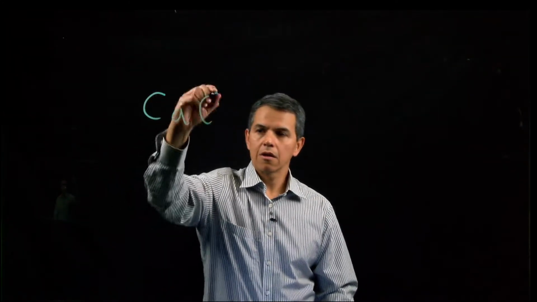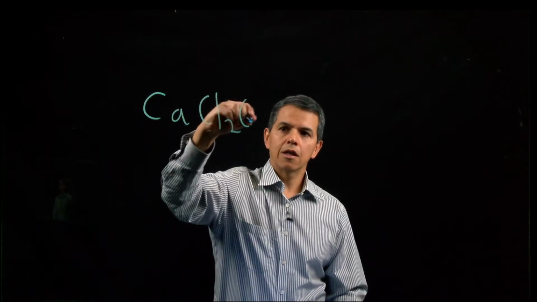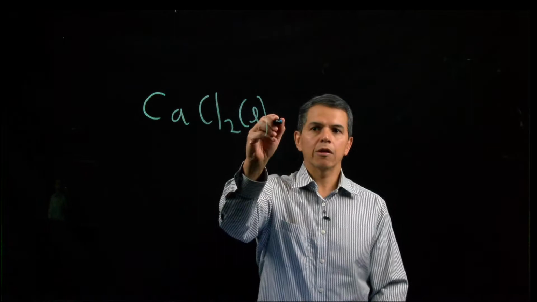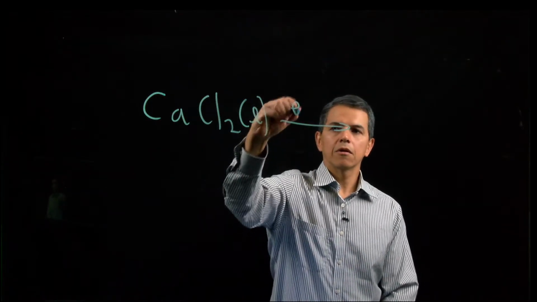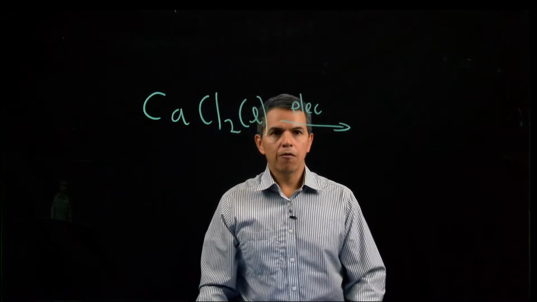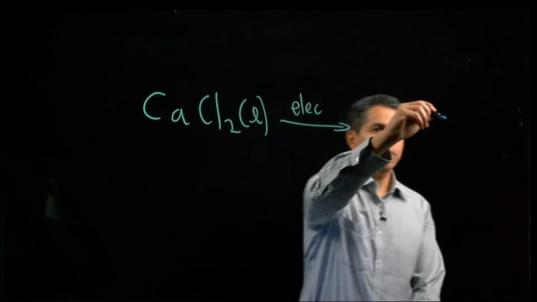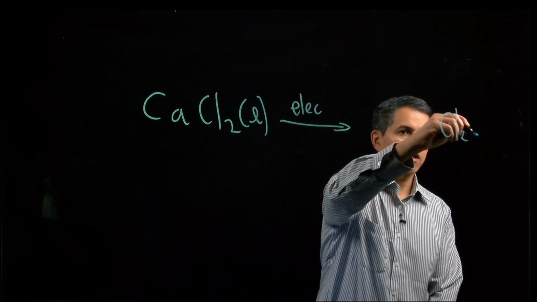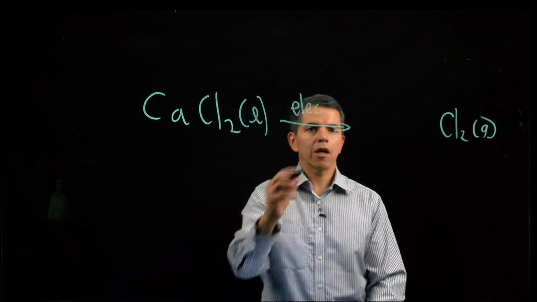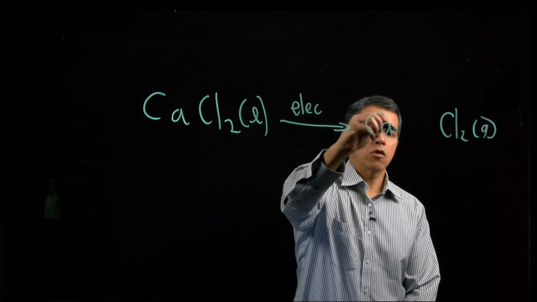The first step is to write a chemical reaction. So we have calcium chloride. This is in the liquid state, it's melted, because of the electrical current that we have there. We know that one of the products being formed is chlorine gas. And the other product that will be formed in this particular case will be calcium solid.